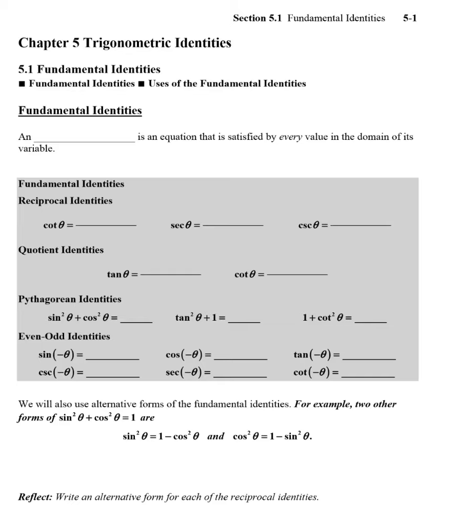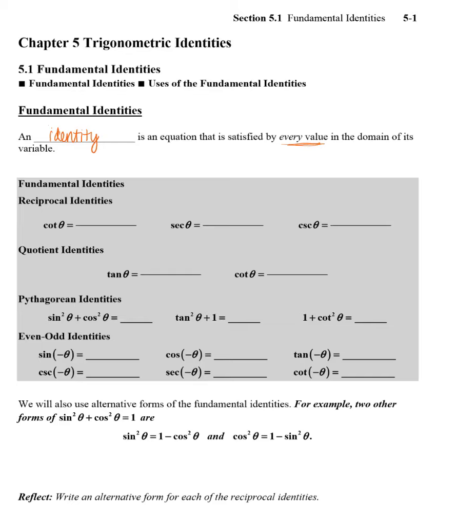Do you remember what an identity is? An identity is an equation that is satisfied by every value in the domain of its variable. We worked with this back in Appendix A when we were solving equations, and when you would come up with a true statement, something like 5 equals 5, then you knew that equation was true for all values of x. Well, this is the same idea. The equation is satisfied by every value as long as it's in the domain.